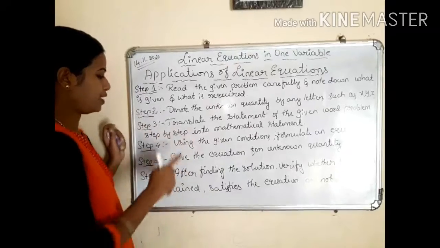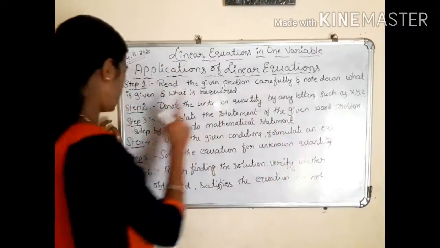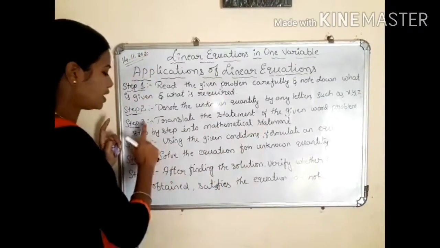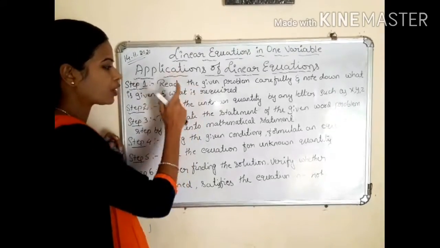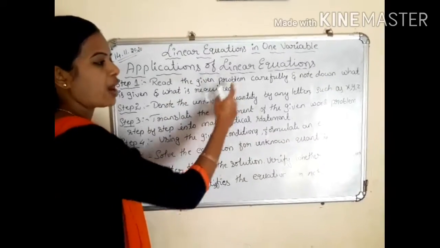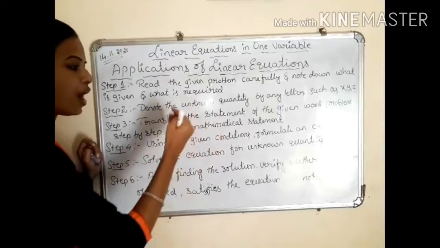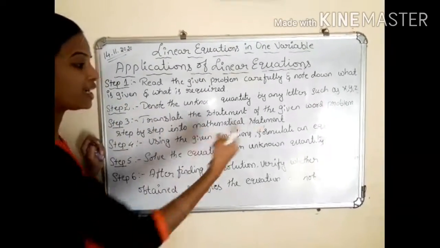In the third step, translate the statement of the given word problem step by step into a mathematical statement. This step is very important, children. After reading the question, you have to write what is given and what is required. The unknown quantity you have to represent using any variables. Later, you have to convert the given word problem statement into a mathematical statement.